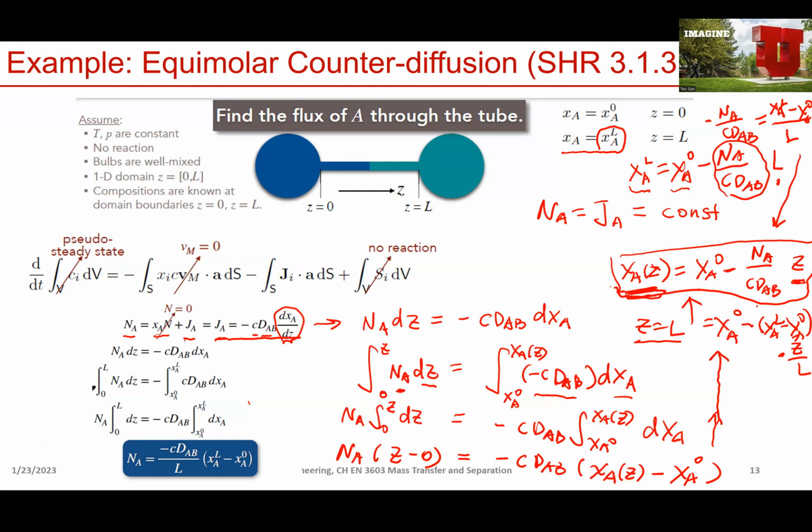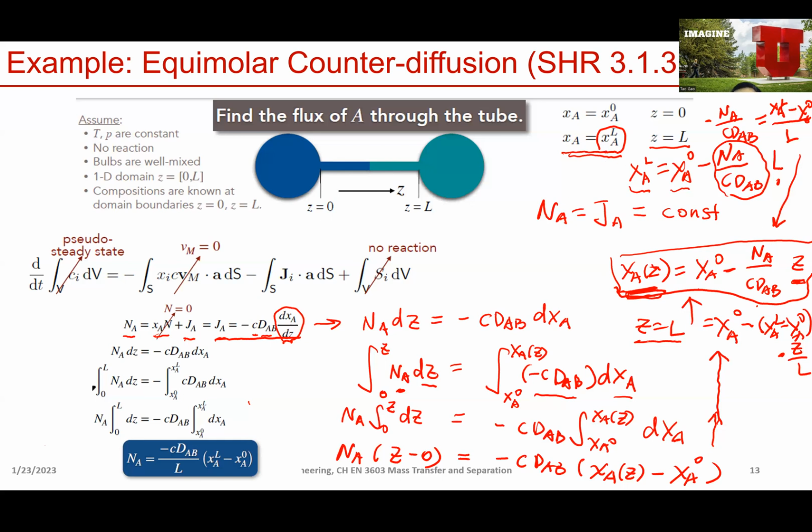But another problem becomes, if we want to make a plot, we don't know NA, we don't know CDA. Although they are constant, we don't have the value for these constants. Now we have to go back to the problem and ask ourselves, are there other conditions we have not used? And it turns out xA at z equals L, xAL, is known, but we do not use this condition. Then mathematically, what we can do is relate NA divided by CDA with xA.